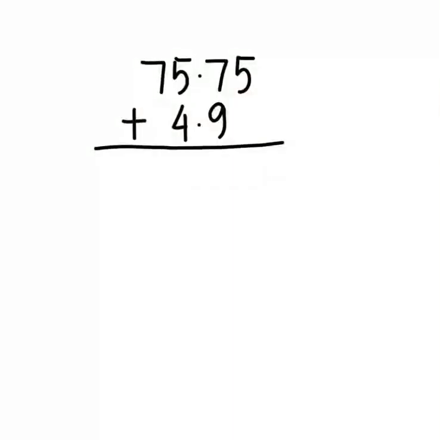Okay, we have to add 75.75 with 4.9, and when you are adding, since the number of decimal places out here is 2 and out here it's only 1, so we simply add a 0 over here so that the number of decimal places in both the decimal numbers become equal. Now we can add easily.